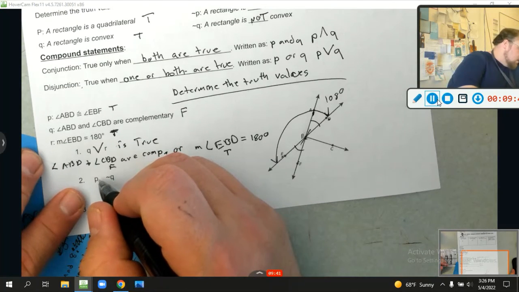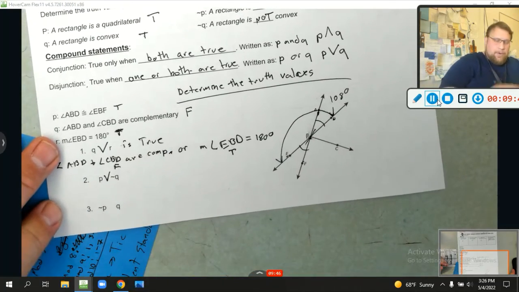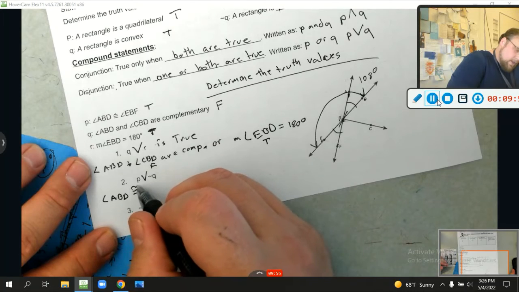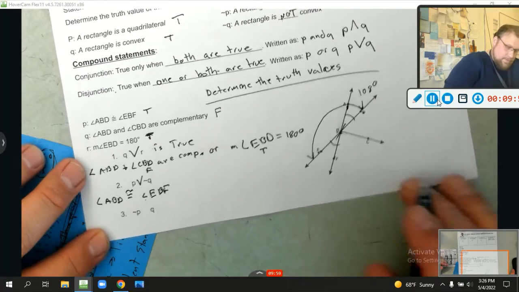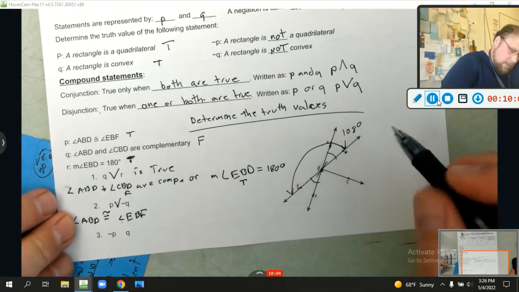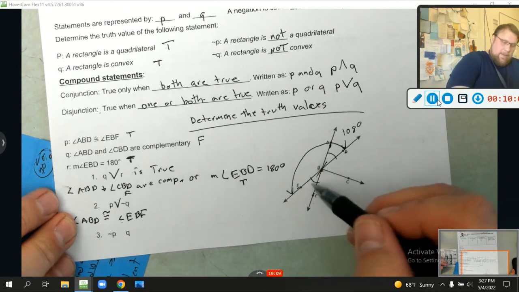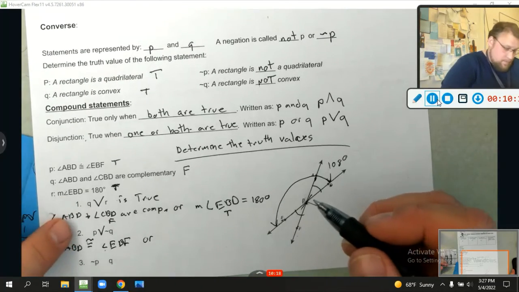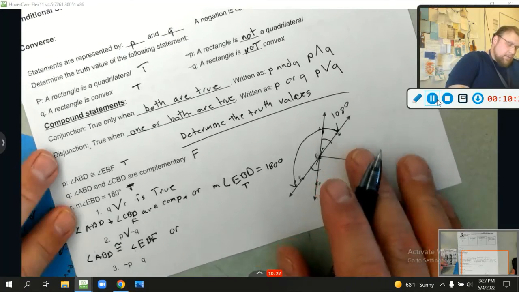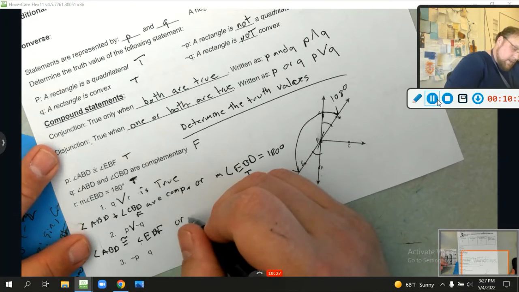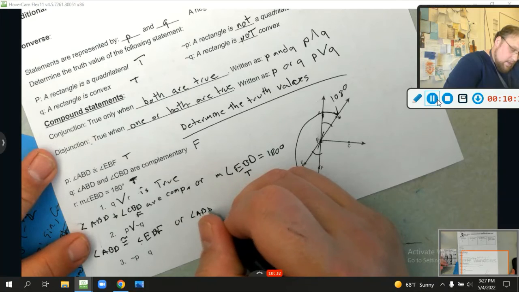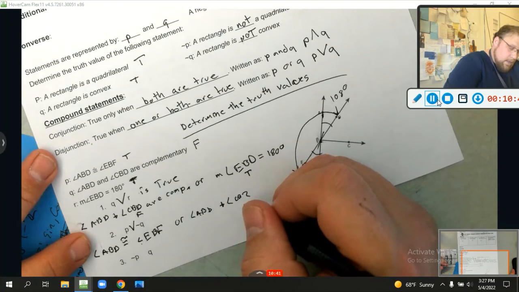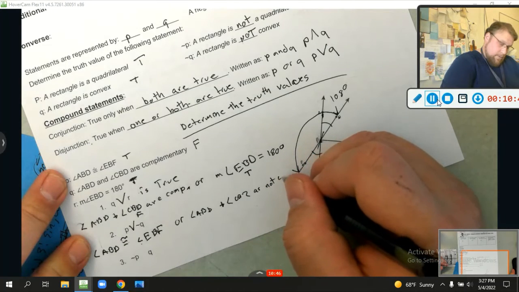Now let's write the next statement. We're going to do P or not Q. That's how you read it. So let's write P down: angle ABD is congruent to angle EBF. We already have that marked down. And it's or, what are we told? Not Q. Since Q is angle ABD and angle CBD are complementary, not Q would be angle ABD and angle CBD are not complementary.